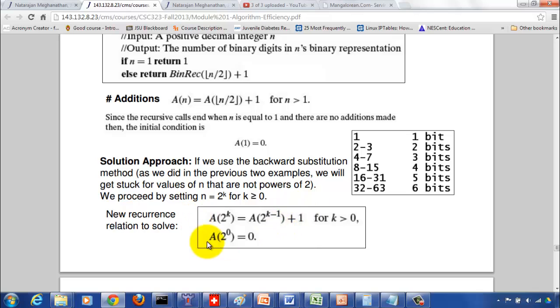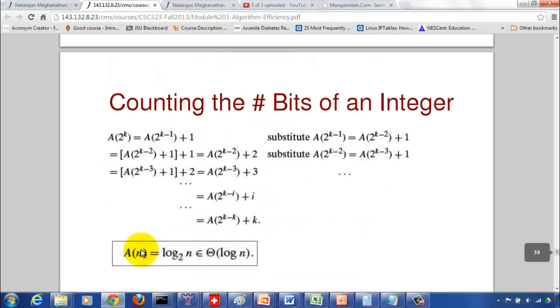Okay, so now I can do the same kind of recursive analysis, and then you'll get this. So this is 0, A of 2 to the k minus k is 2 to the 0, which is 1, but A of 1 is 0 for us, right? So 0 plus k, which is theta of k, which is theta of log n.